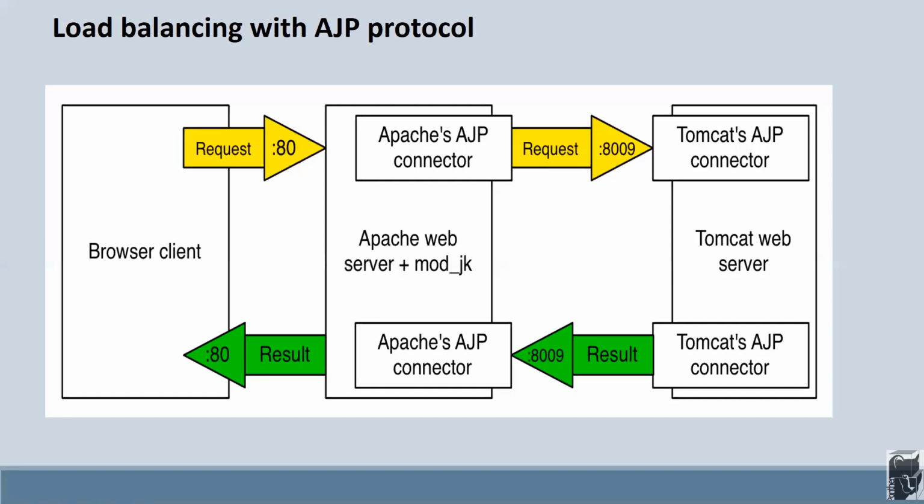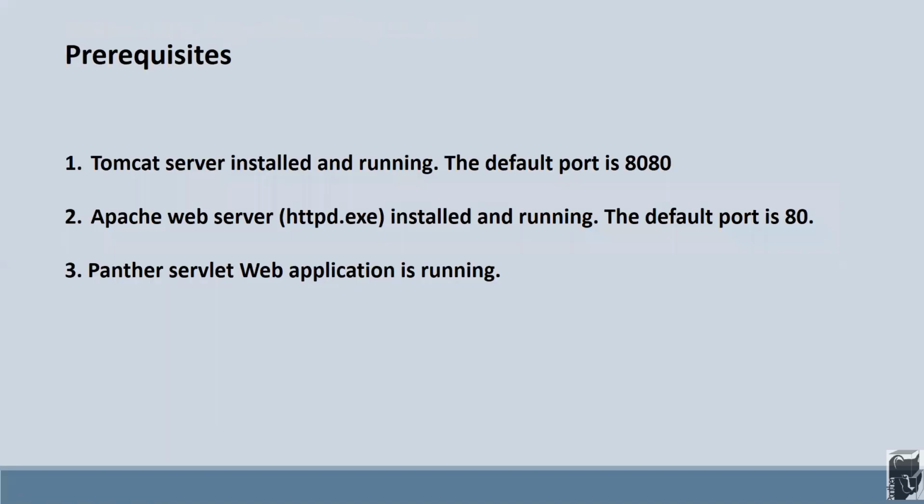So let's start with the configuration here. Before we move on to the configuration, we must have a Tomcat server installed and running, and the default port on which it runs is 8080. And we should also have an Apache web server, the HTTP server, running, and it runs on port 80 by default. And we should also have one Panther web application running on our machine. So let's see how we configure the files.